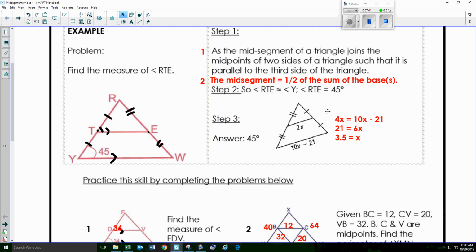Okay, so there's that quick lesson on midsegments. Like I said, these are all with triangles, but even if it's a quadrilateral, you just add that base plus that base and set equal to double the midsegment, as we did here, and then you'd solve it.